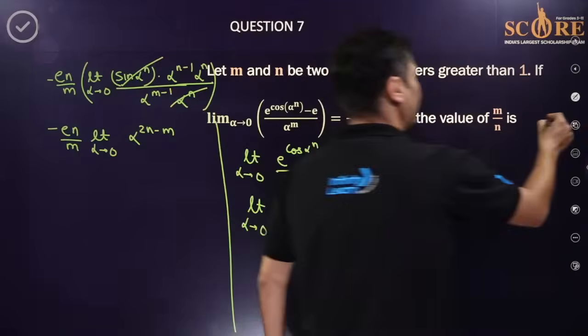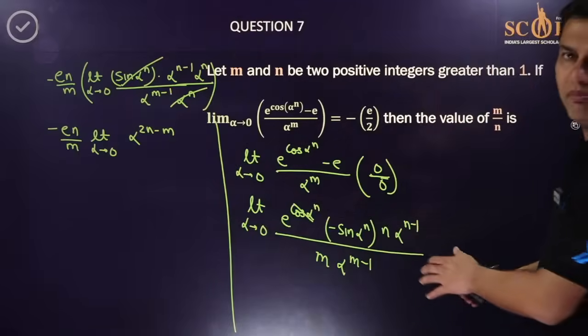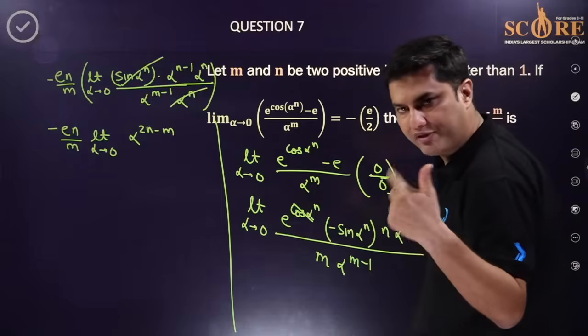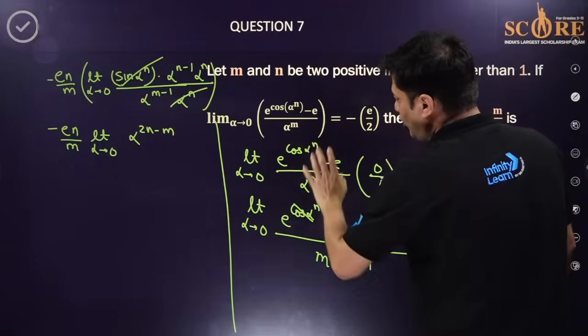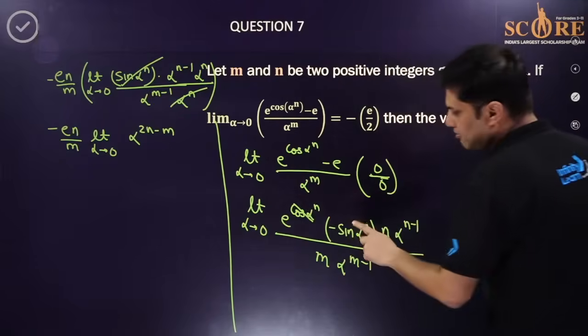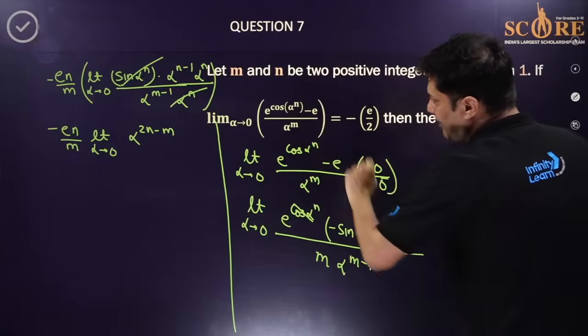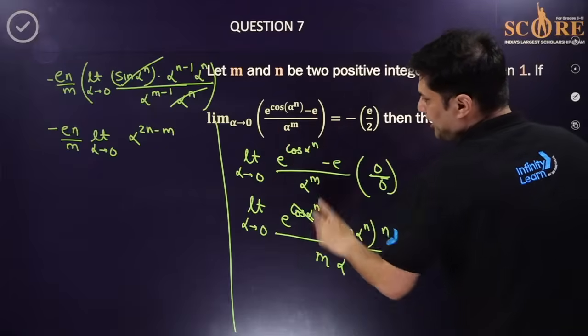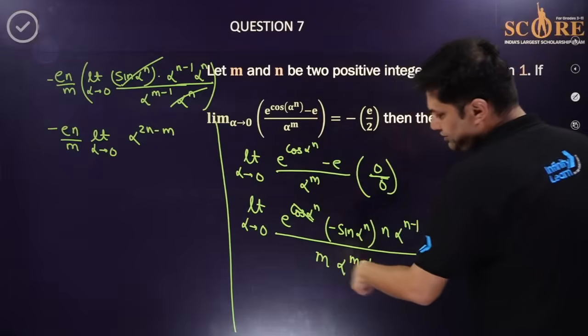Just try to understand. This is 0 by 0 form, beta. So I have applied L'Hopital rule. You know what is L'Hopital? Differentiation. e to the power cos theta becomes e to the power cos theta into minus sin theta, and inside alpha to the power n becomes n alpha to the power n minus 1. e to the 0 and alpha to the power m in the denominator, its derivative is this.